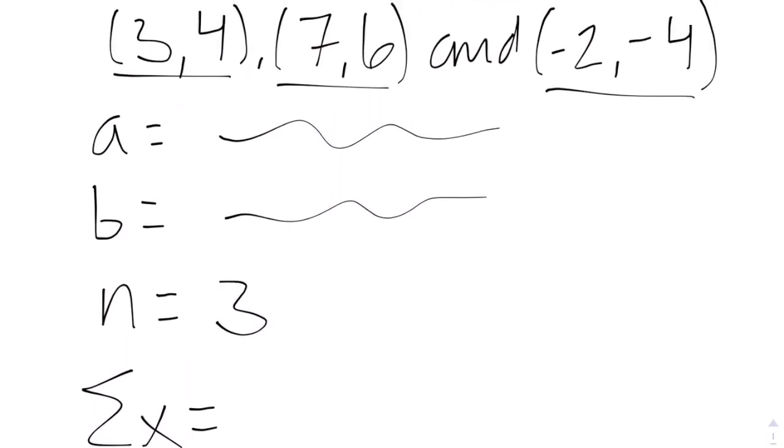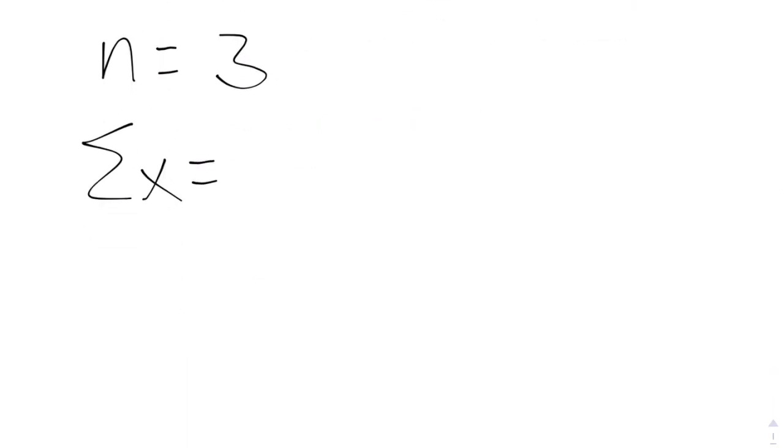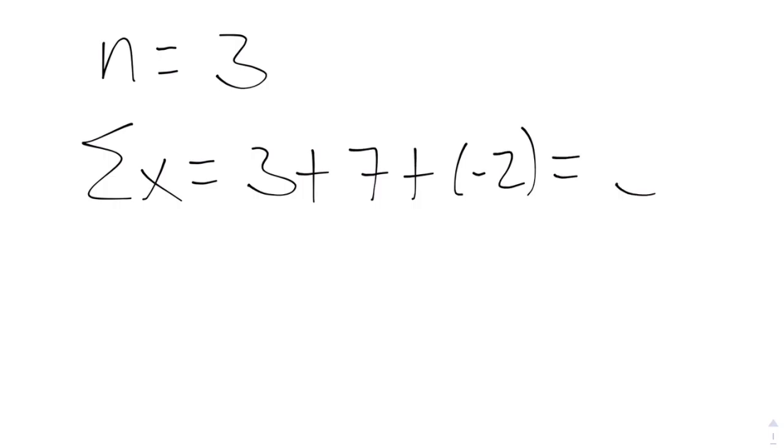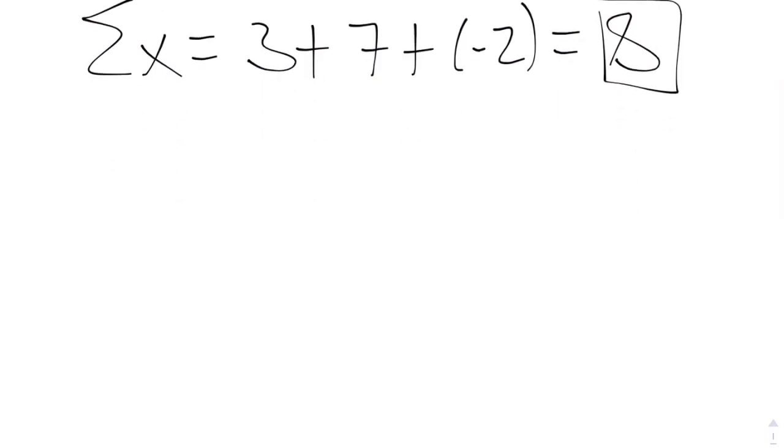We have 3, 7, and negative 2. So let's add those up. 3 plus 7 plus negative 2. 3 plus 7 is 10, plus negative 2 is 8. Alright, there's one piece of information that we're going to need. Okay? Next, let's do the summation for y.